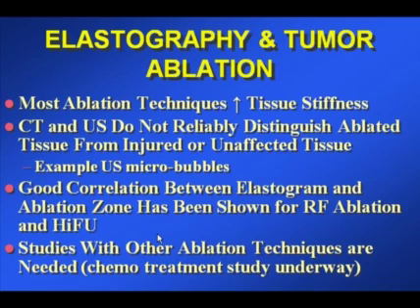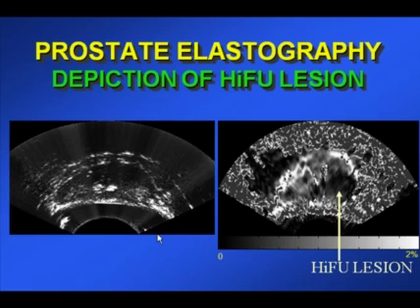Elastography, on the other hand, because it images tissue stiffness rather than backscatter, shows a good correlation between the size of the lesion on elastography and the ablation zone. This has been shown both for RF ablation and high-intensity focused ultrasound. Studies with other ablation techniques are needed, and there's even one chemotherapy treatment study underway to look at the appearance of chemo-treated tumors using elasticity imaging.